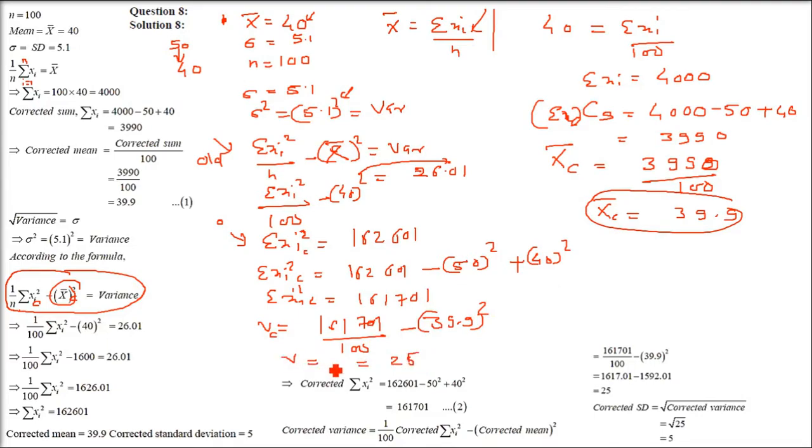And what about the standard deviation? Standard deviation is the square root of this, the square root of 25. So the corrected standard deviation is 5. So the correct mean is 39.9 and the correct standard deviation is 5.